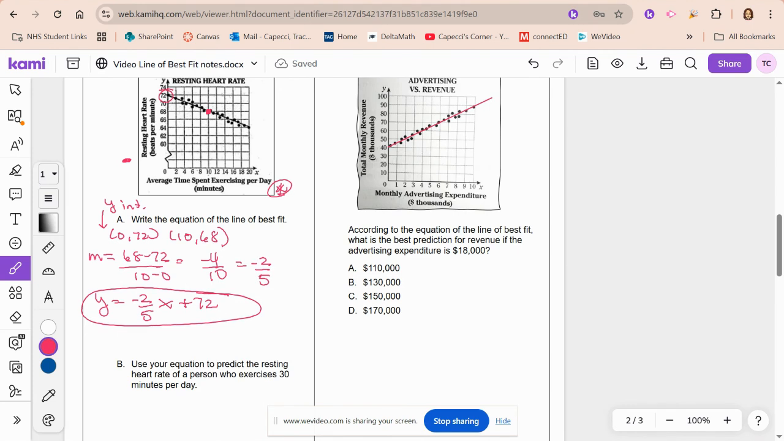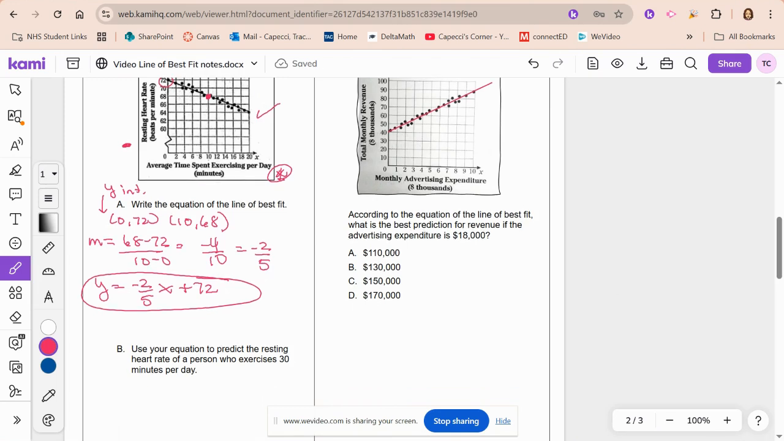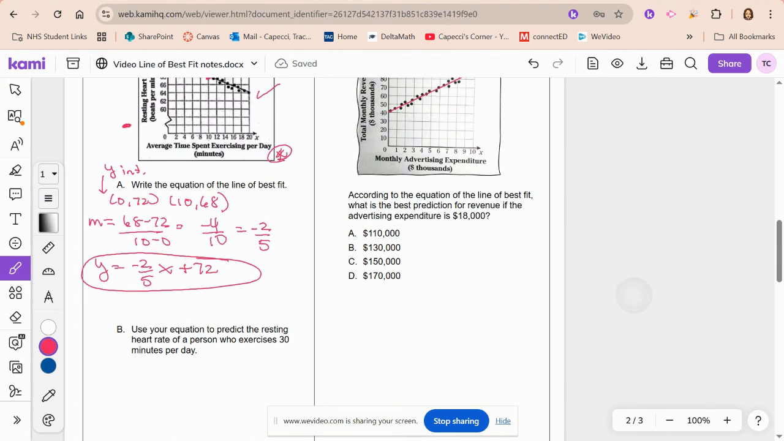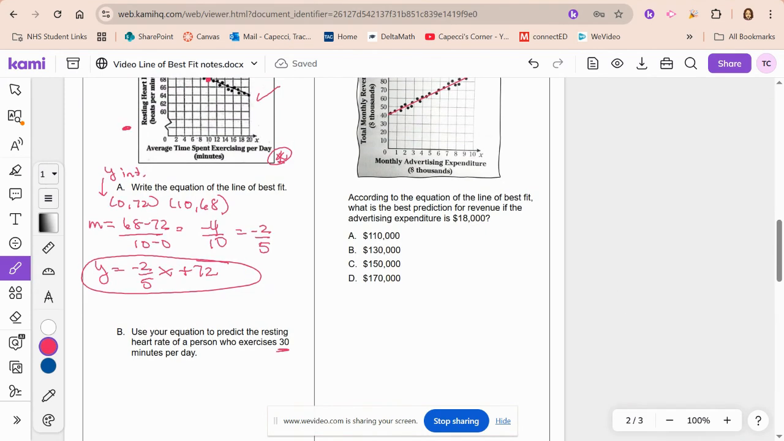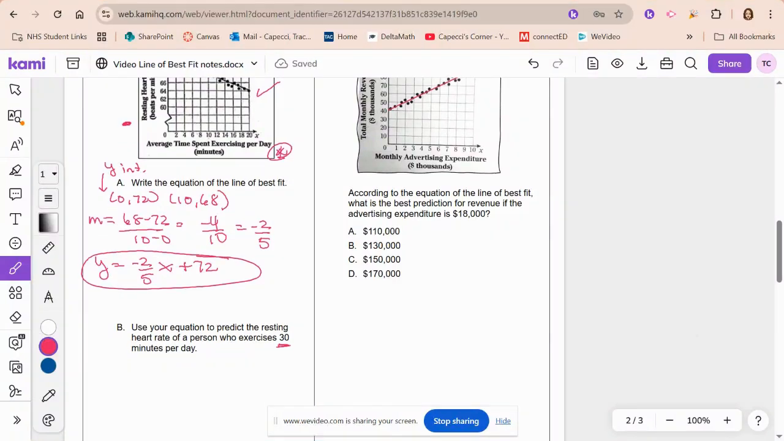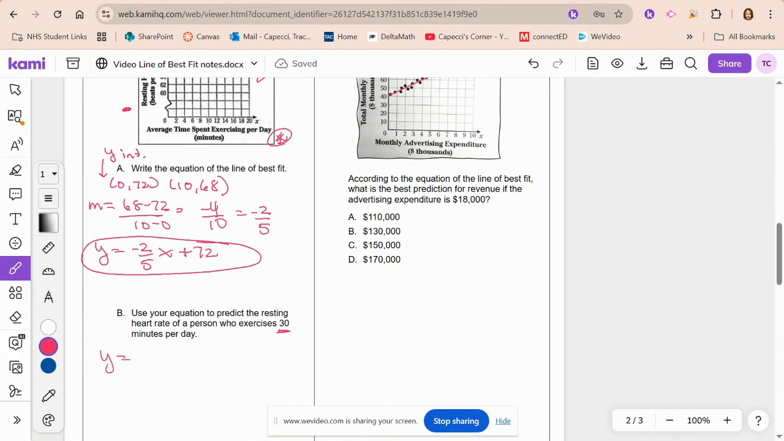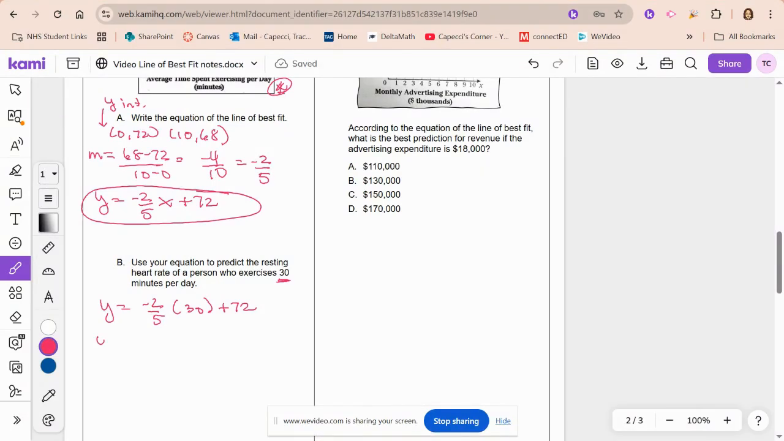Now, again, my slope is negative, and like we talked about earlier, going from upper left to bottom right is negative. My y-intercept is accurate. It says use your equation to predict the resting heart rate of a person who exercises 30 minutes per day. So minutes per day is my x. I'm going to take my equation of my line, and everywhere I see an x, I'm going to put a 30. I can use my calculator or do it in my head, and y then is equal to 60. So it's 60 beats per minute is the answer to the question: what's the heart rate of someone who exercises 30 minutes per day?